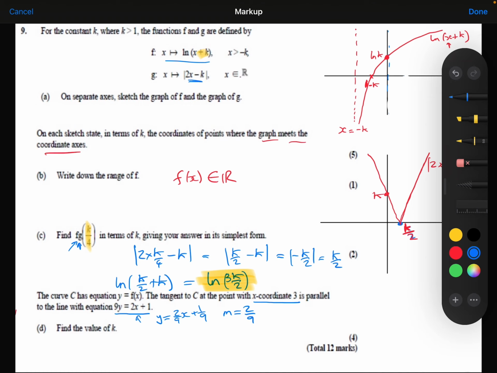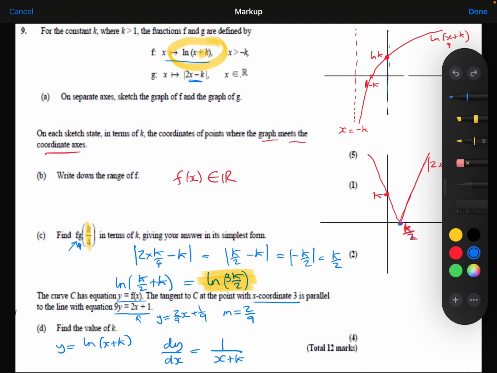So let's get the gradient function for our f of x. Take our f of x function and let's differentiate that to get the gradient function. So ln will differentiate to be 1 over, so 1 over x plus k. Just double check to see if we need to use the chain rule. No, we don't, because the derivative of x plus k is just 1. So this is our gradient function.